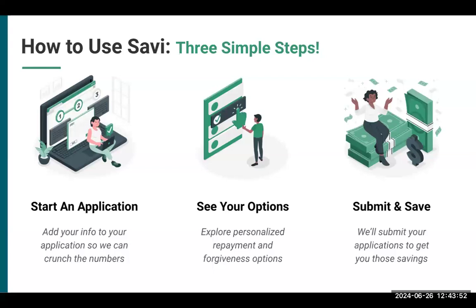So, when you're using Savi, it's as simple as these three steps. The first step in our process is that you will start an application with us and provide some general information that allows us to run the numbers and see what you're eligible for. On step two, we will lay it out for you. We're going to show you every program and plan that is available to you so that you can weigh all the options and find the one that works best for you. Finally, on step three, we will submit the applications to enroll you in your selected plan and lock in those savings.